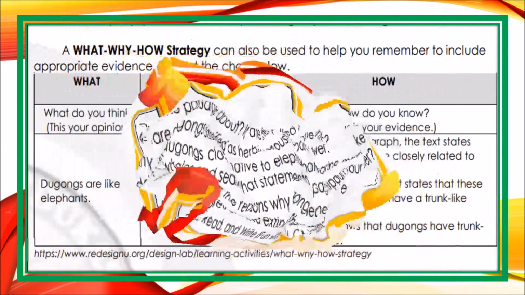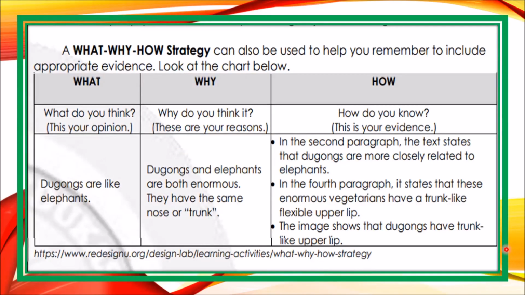This one, a what, why, how strategy, can also be used to help you remember to include appropriate evidence. This is the chart you should follow. So, what do you think? When you ask what do you think, this is your opinion. And why do you think it is? These are the reasons. You have to state the reason why and how.